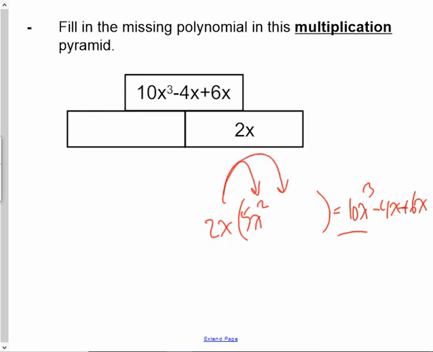2x times what gave me negative 4x? It would be a negative 2. And, oh, did I make a mistake somewhere? Oh, I did too, didn't I? Look at that. Oh, interesting.